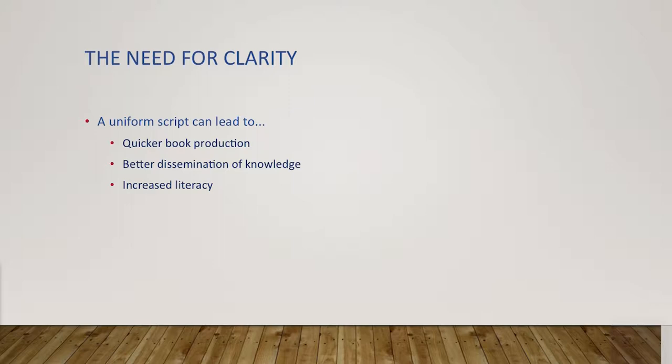There are a number of benefits to the creation and implementation of a uniform script. If the script a book is written in is familiar to a scribe, he will be able to copy a manuscript more quickly. Manuscripts from other areas within an empire will also be readable. These can lead to an increase in manuscript production, which will lead to a quicker dissemination of knowledge, which will ultimately lead to an increase in literacy rates.